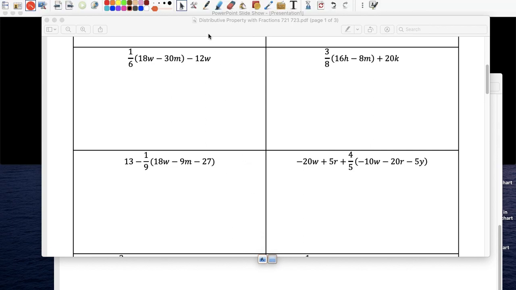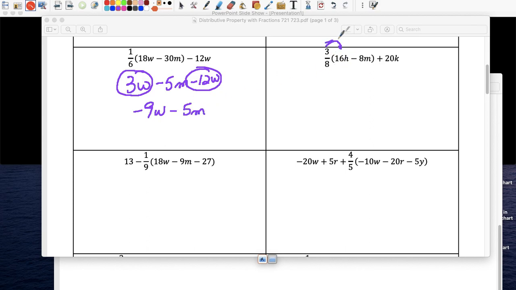Alright, so let's move on. 1/3 of 18 is 3w. 1/6 times negative 30 is 5m, and then minus 12w. You have like terms. This guy and this guy can be combined, and you get negative 9w minus 5m. These two, for example, here, this is a nice one where I would do 16 divided by 8, which is 2, and then times 3, and then I get 6, right? 3/8 times 16. For me, the easier way is to divide 16 and 8 and multiply by 3. All right, next, positive times a negative is a negative, and then that's just 3m plus 20k.